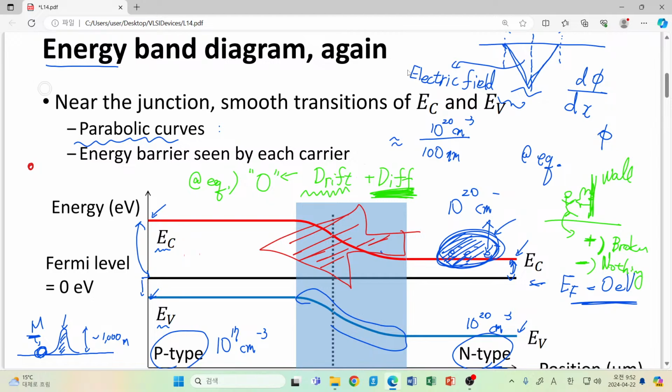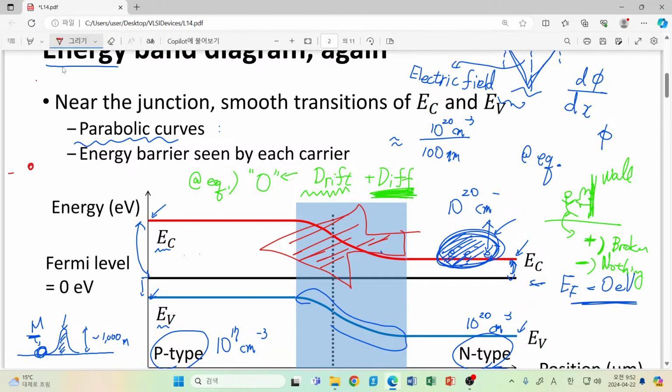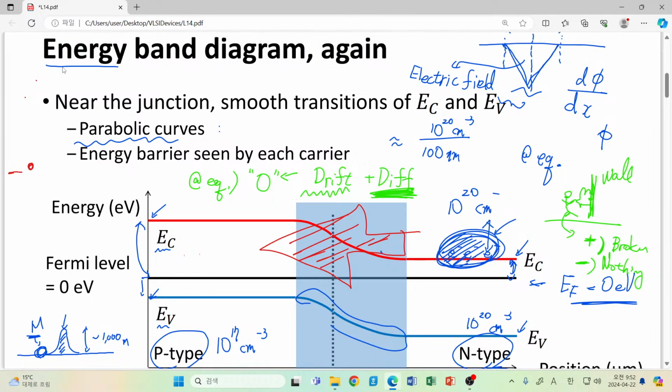I have drawn one long profile, so let me just draw a more reasonable one. Let's think about a landscape like this, and we are here. We have a ball, and if we just push our ball this way and that way, please think about the movement of our ball.